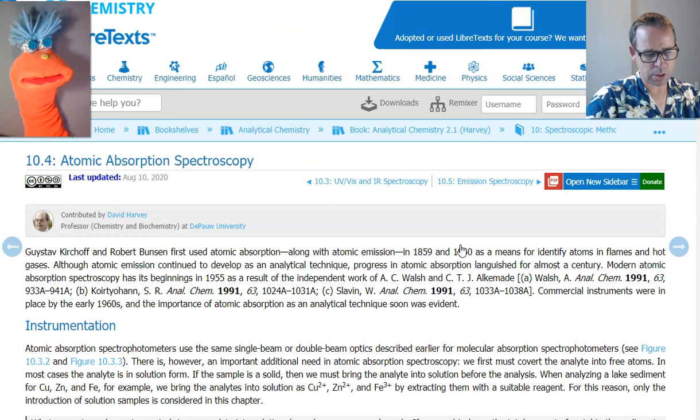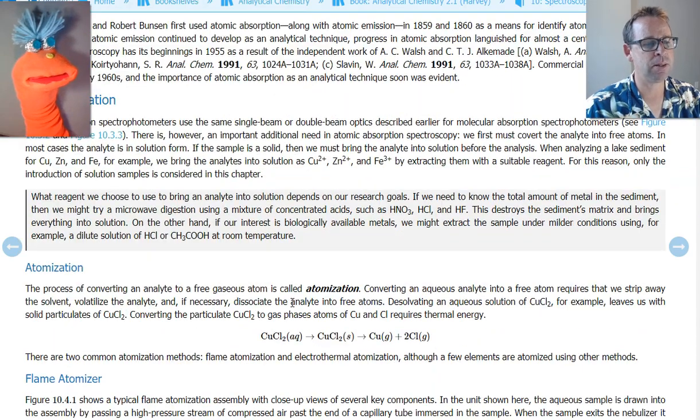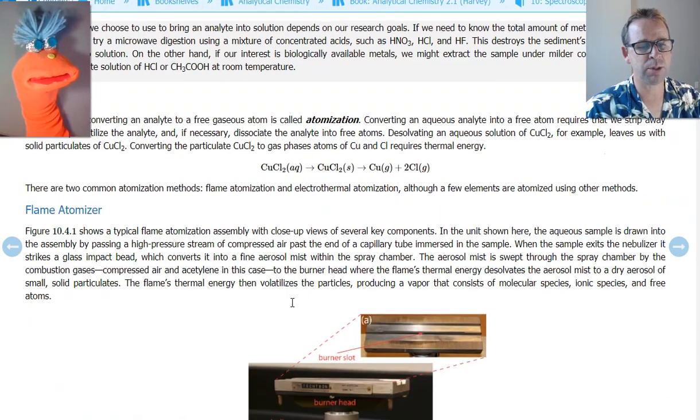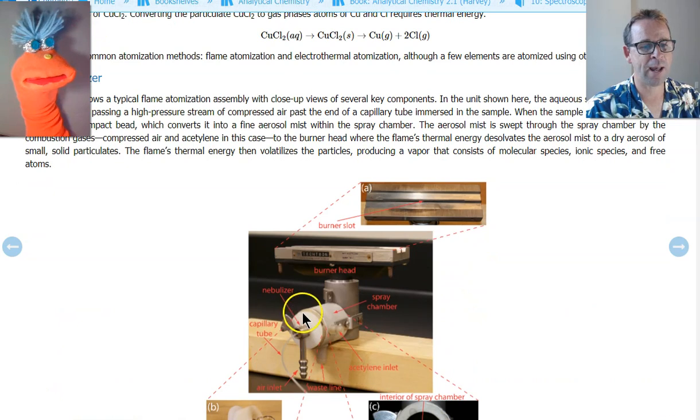Atomic absorption spectroscopy is, again, a form of spectroscopy, and the instrumentation is a little bit different. What happens is we actually destroy the solution by sucking it up into a nebulizer and then a spray chamber and then exposing it to a flame.